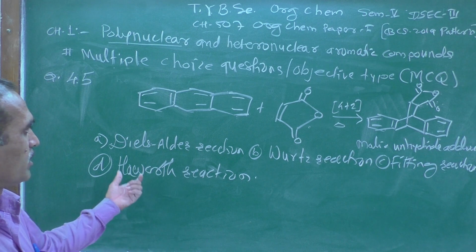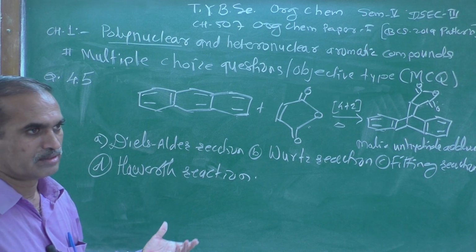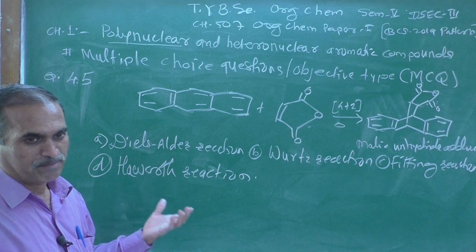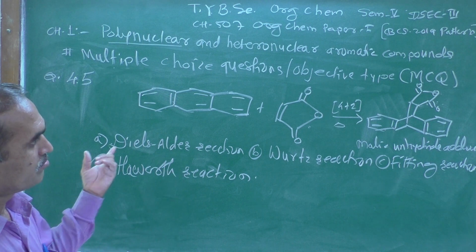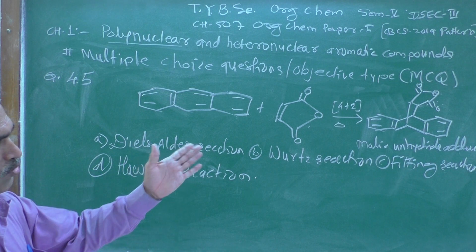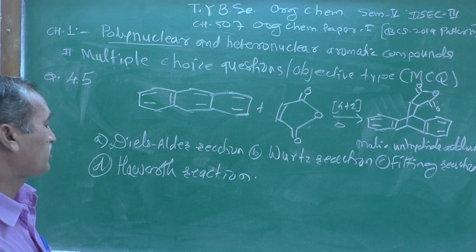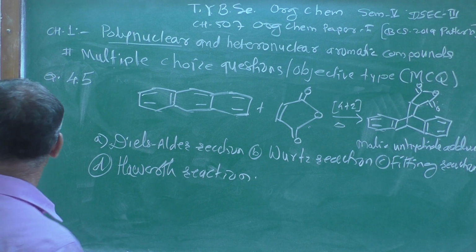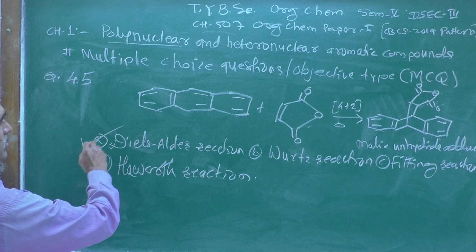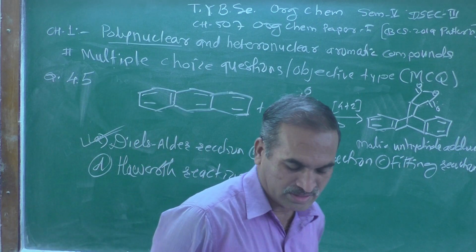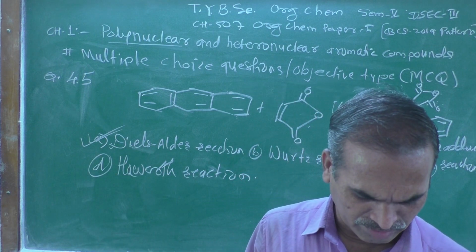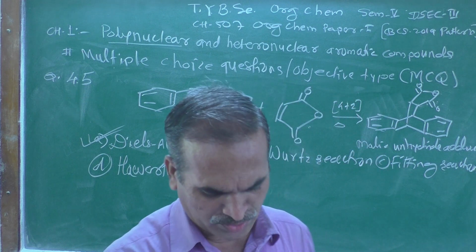And Haworth reaction, as we know, is used for the synthesis of naphthalene as well as anthracene. But here anthracene is already given, and this is phthalic anhydride, 4+2 thermally. We know that it is a very famous pericyclic reaction. It is a Diels-Alder reaction. 4n plus 2 pi electron is called a Diels-Alder reaction, and A will be the correct answer for this. Now let us move on to the next one.